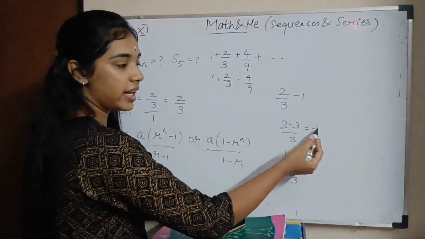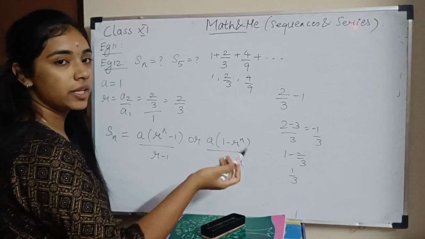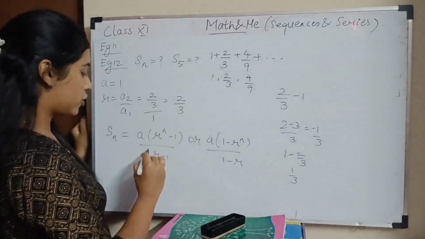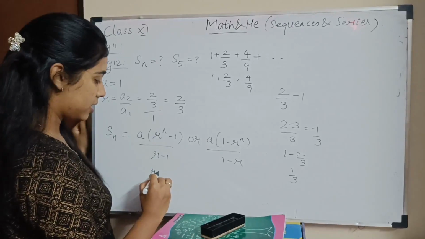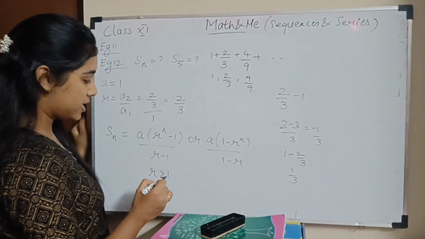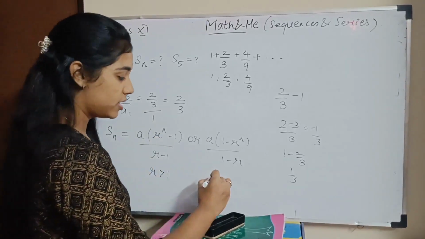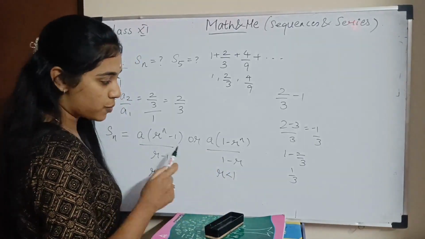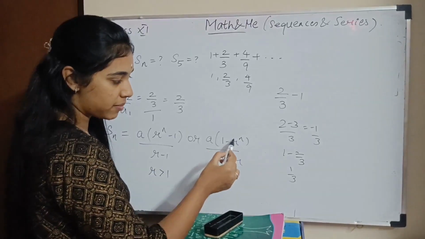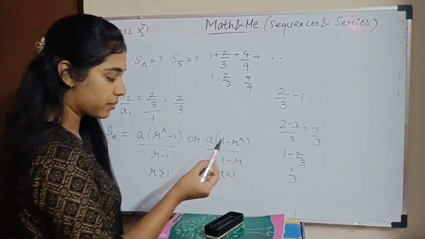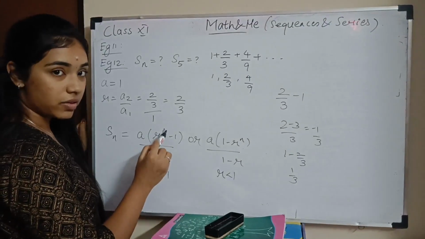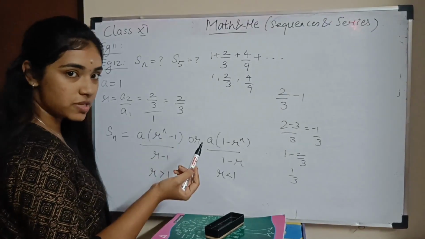So just to avoid the negative symbol, you have to choose between the two formulas. Basically, when your R is greater than 1, you can use this formula. When your R is less than 1, you can use this formula. If R is less than 1, then 1 minus some number less than 1 gives a positive number. If your R is greater than 1, you have some bigger number here, so bigger number minus 1 will give a positive number.